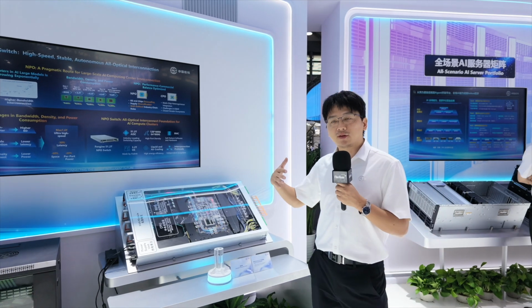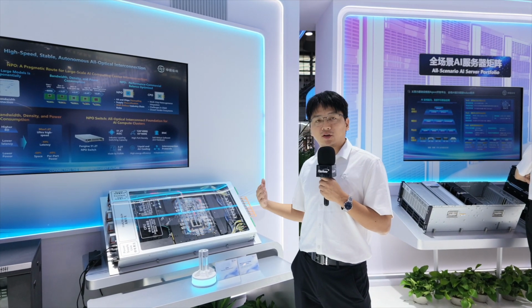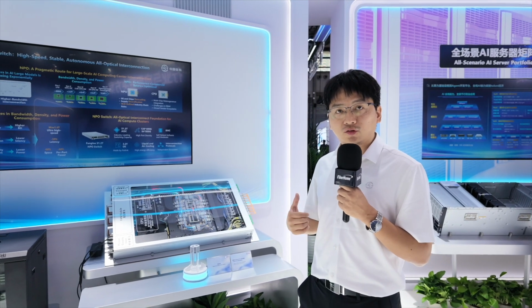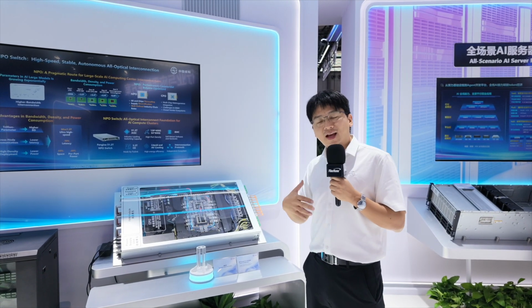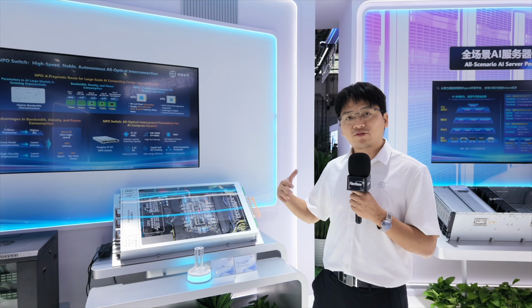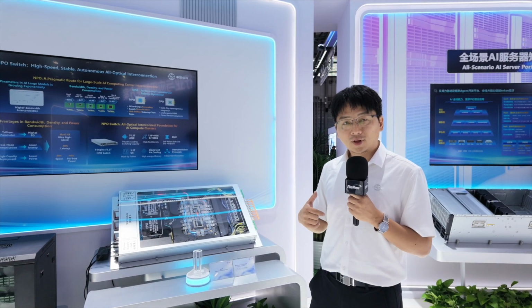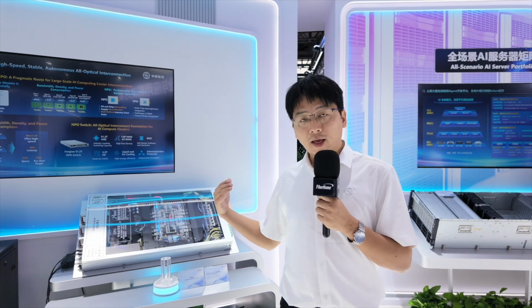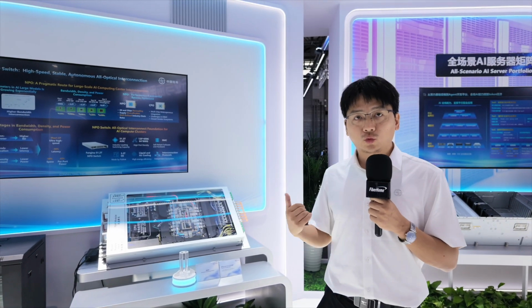We will establish AI centers that will include almost millions of GPU cards. So we're trying to make the connection between GPU cards faster than ever before. So that's all about the 3 values we can provide for the NPO switches compared with the traditional switches. Okay.